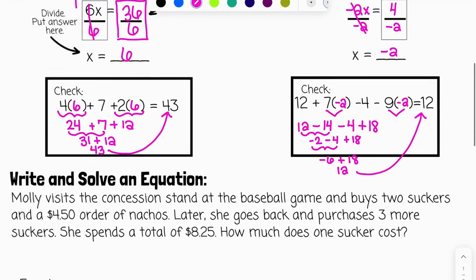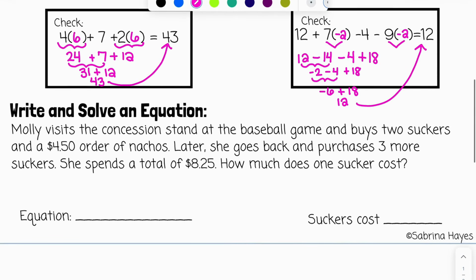All right, our last example is a word problem. We're going to write an equation and we're going to solve it. So let's see what we've got. Molly visits the concession stand at the baseball game and buys 2 suckers and a $4.50 order of nachos. Later, she goes back and purchases 3 more suckers. She spends a total of $8.25. How much does 1 sucker cost?